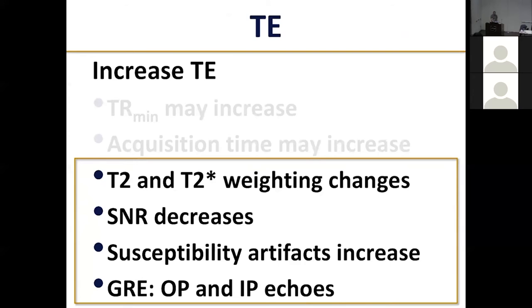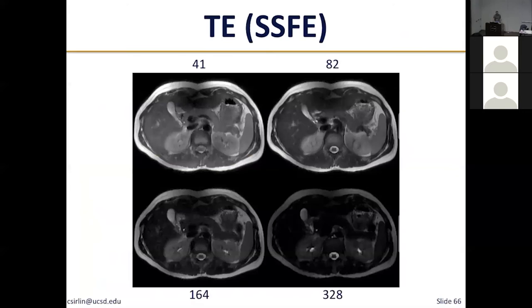Okay, so let's look at the effect of TE on T2, T2 star, and signal to noise. This is a single shot fast spin echo sequence imaged at a TE of 41, 82, 164, and 328 milliseconds. Can everyone appreciate that as the TE increases, the signal to noise decreases? This image is much darker than this. Can also everyone appreciate that the T2 weighting changes? For example, if we look at a very high TE sequence such as this, we can see that the CSF, the cerebrospinal fluid surrounding the spine, is very bright.